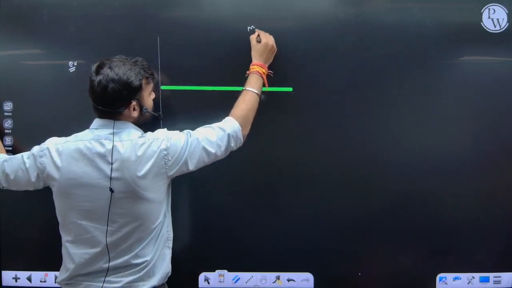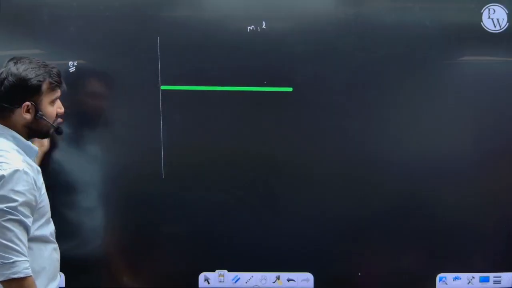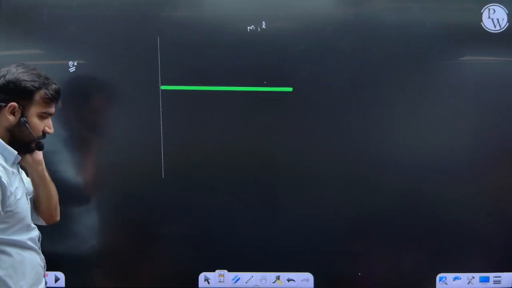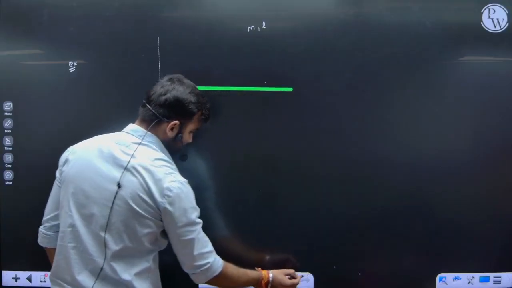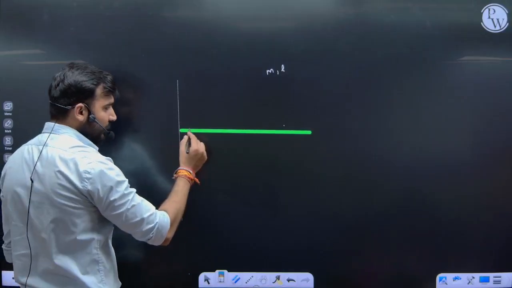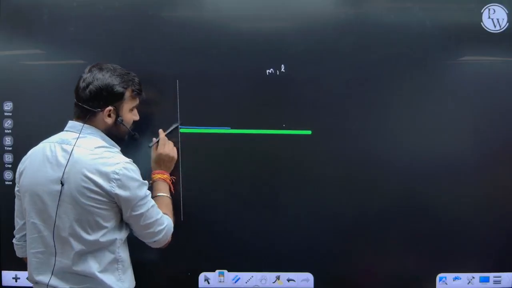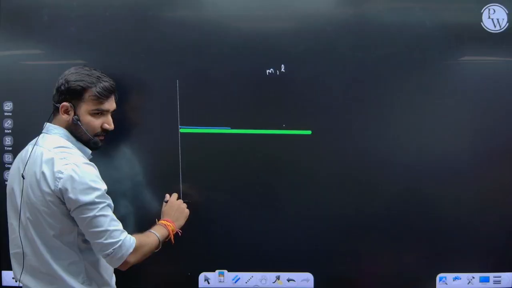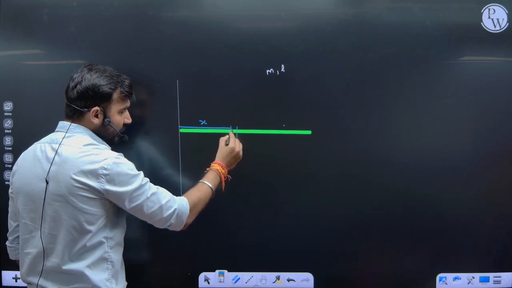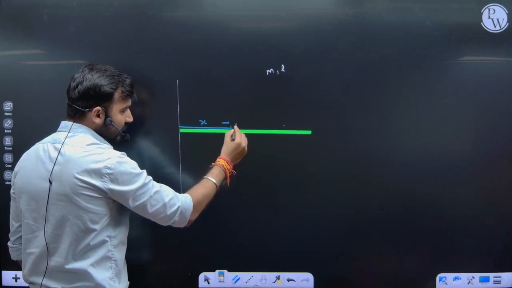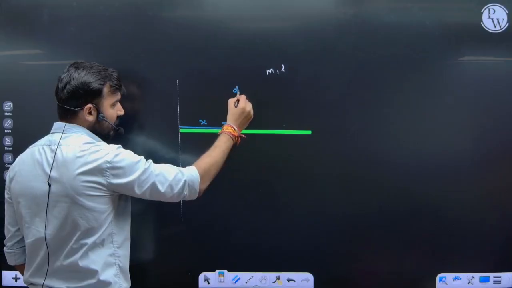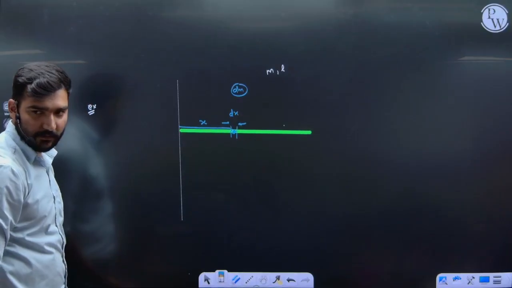This rod, its mass is m, length is L. I want to calculate its center of mass. So how you will do it? Everyone, please see. Let's say this is placed on the x axis, this is y axis. I am going x distance, and I am cutting one very small mass, its length is dx. Its mass will be dm. Correct or not?